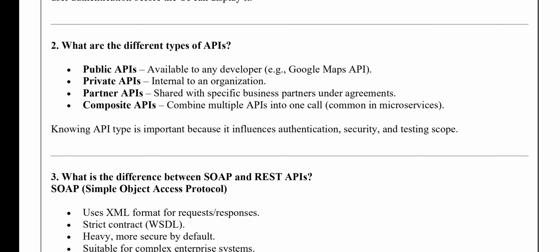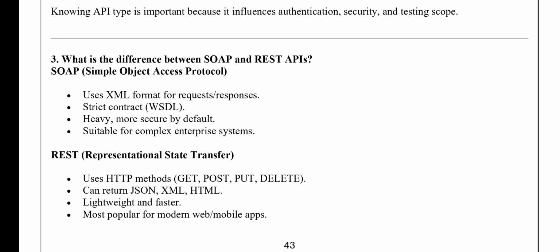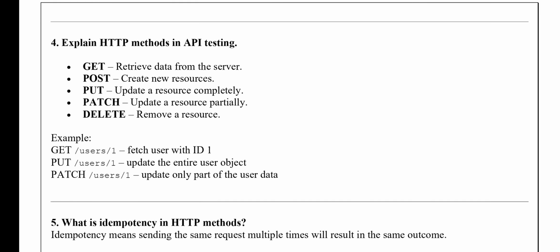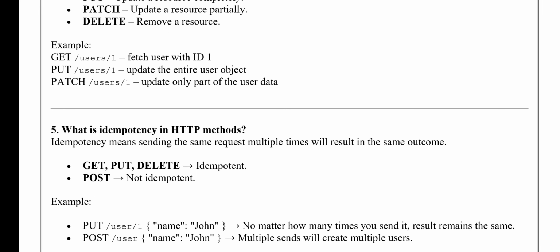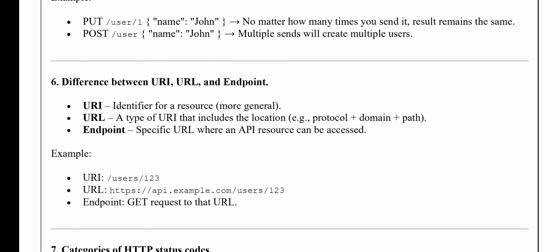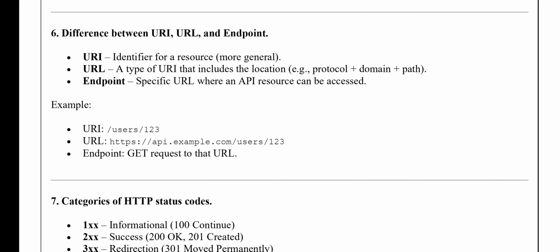What are the different types of APIs? What is the difference between SOAP and REST API? Explain HTTP methods in API testing. What is idempotency in HTTP methods? What's the difference between URI, URL and endpoint?